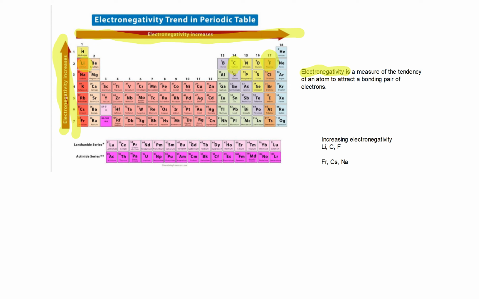By the same token, though, francium is very low electronegativity. It would be the lowest on the periodic table. Cesium would be a little bit higher, and sodium, even though it's low compared to a nonmetal, sodium would be higher than cesium and francium. Lithium would be higher than sodium. All right, and that's it.